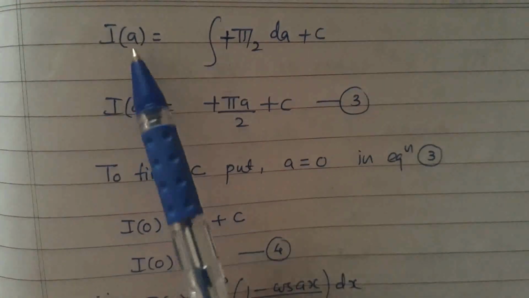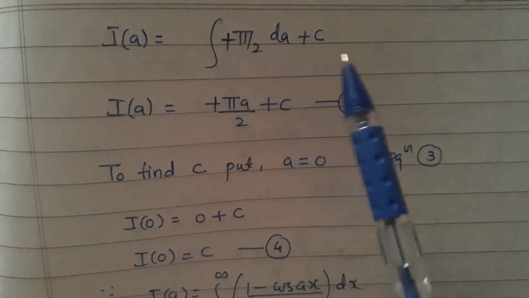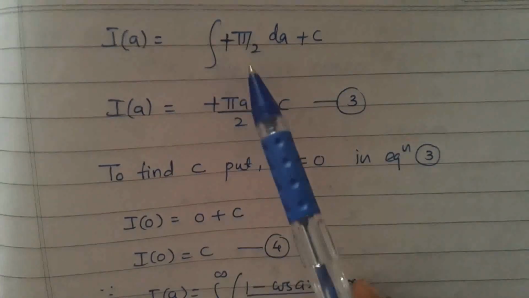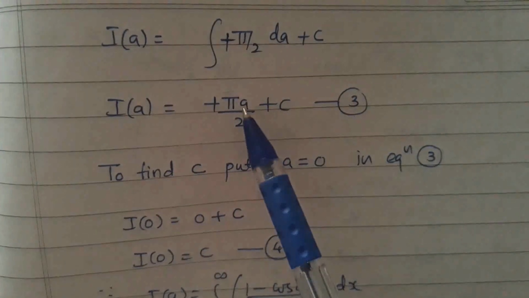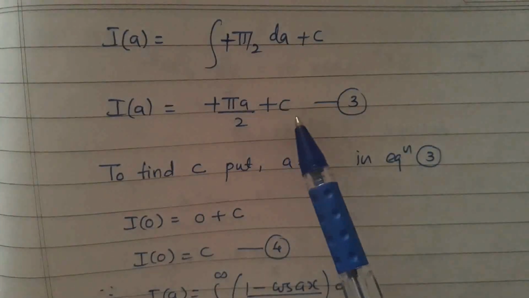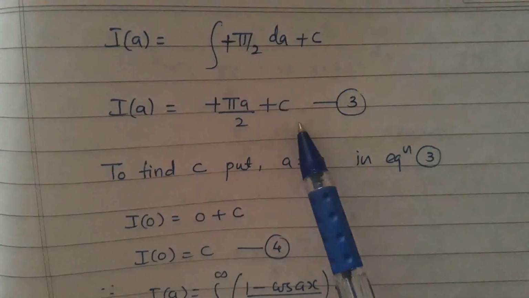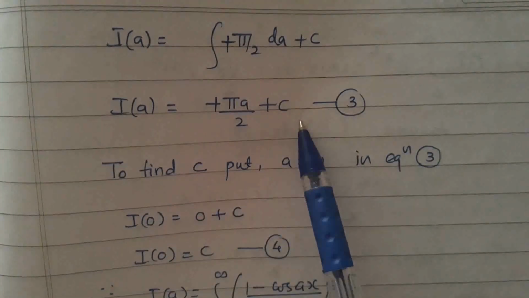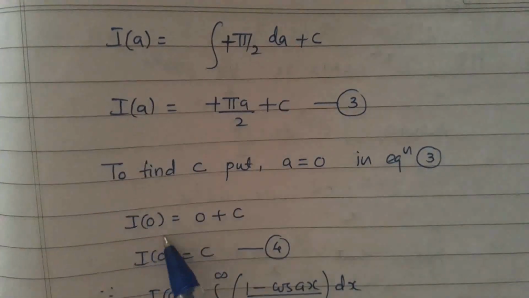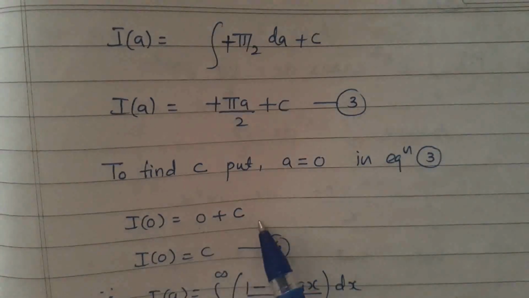But we want I of a, so integrate on both sides with respect to a. After integration, I dash of a becomes I of a is equal to integral of pi by 2 da plus c. Pi by 2 is the constant, 1 is left there, integration of 1 is a with respect to da, plus c. I of a is equal to this. Now we need to find the value of c. So put a is equal to 0 in LHS and RHS. Therefore I of 0 is equal to, a is 0, first term becomes 0, plus c. Therefore I of 0 is equal to c.